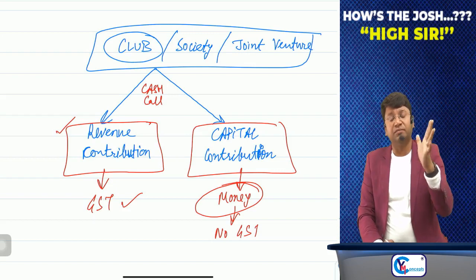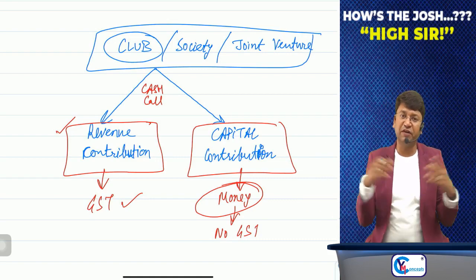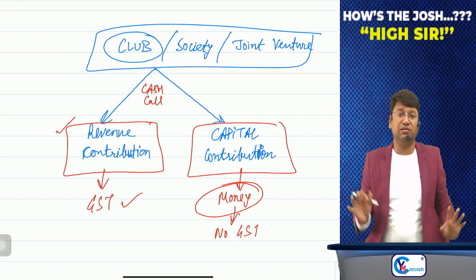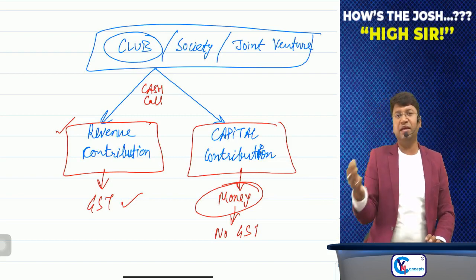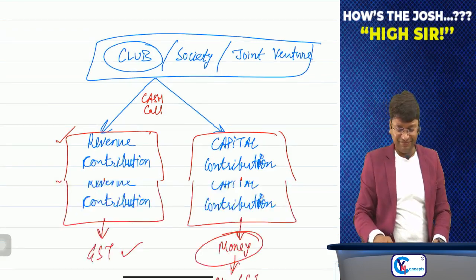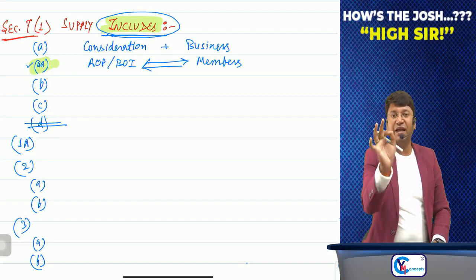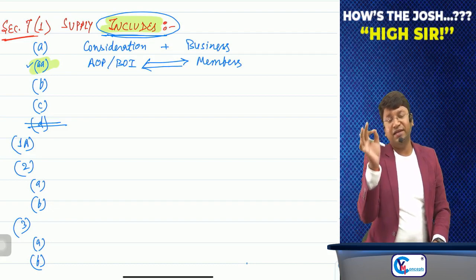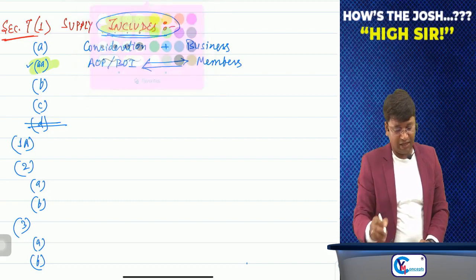So ultimately AOP BOI, club, society, joint venture and its members are two separate persons, two different persons, notwithstanding anything contained in any act or any judgment or order or decision given by any authority. They are two different persons, and if they are entering into any transaction for a consideration, it is supply. That's it. Clear? So the term supply has clearly defined that any transaction between AOP BOI and its members is supply, and yes, GST will be charged on that transaction. Clear? Done.